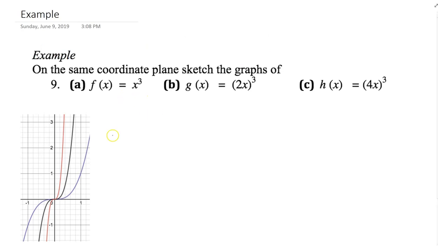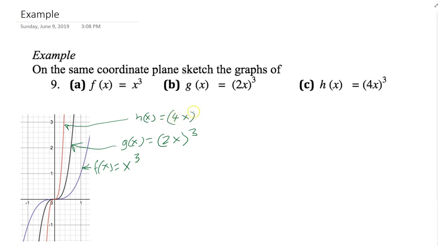Let's look at another kind of transformation. For example, f of x is equal to x cubed, and let's say we had g of x equal to (2x) in parentheses, cubed. That will become this black graph here. And then another one where h of x is equal to (4x) in parentheses, cubed. Now notice what is happening in the horizontal direction.